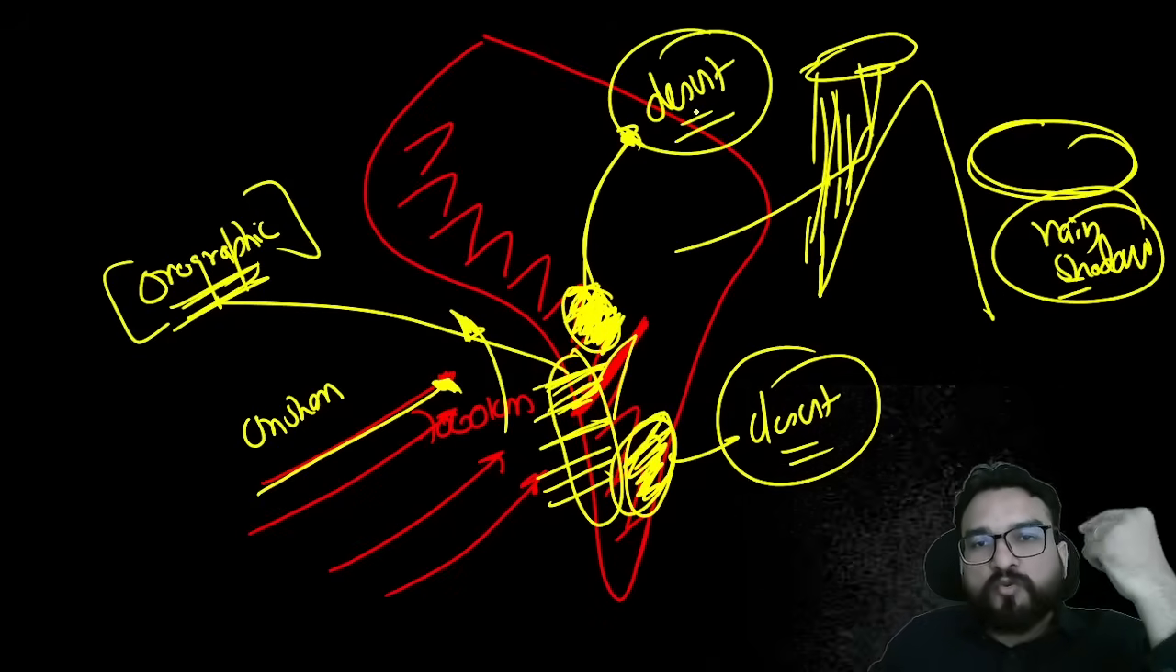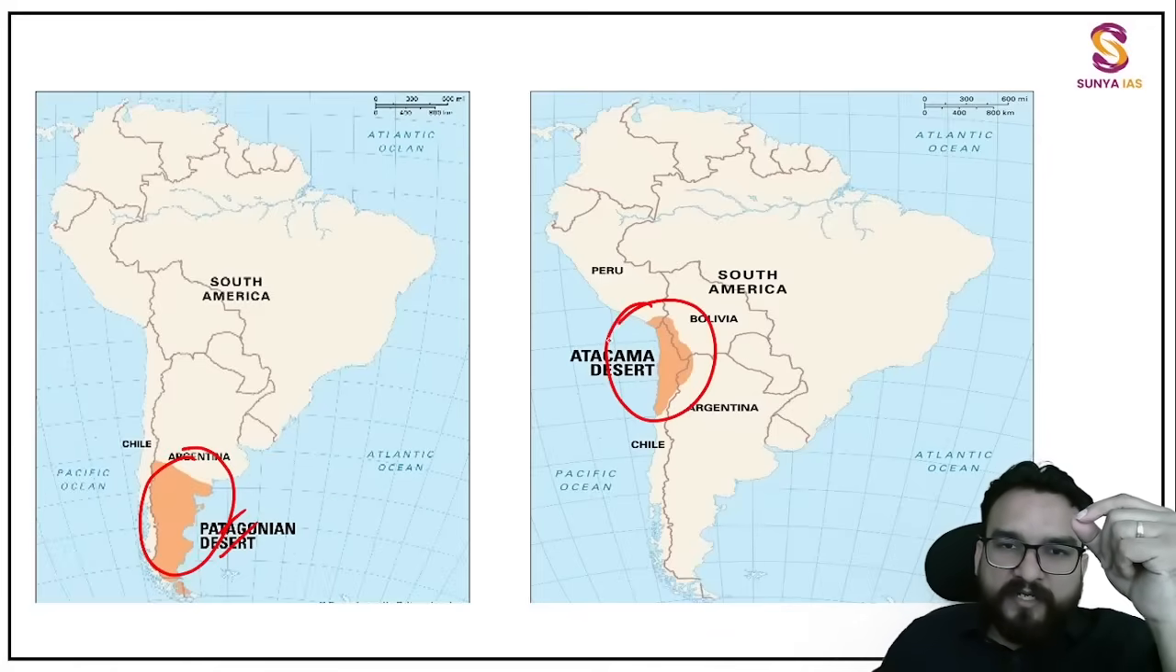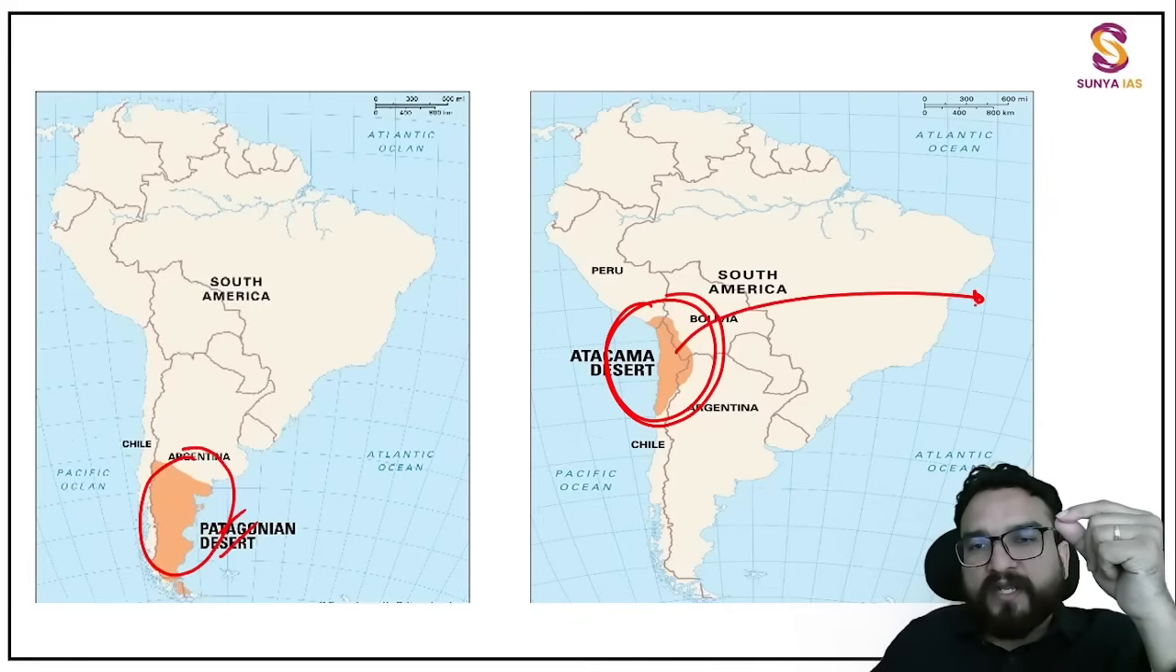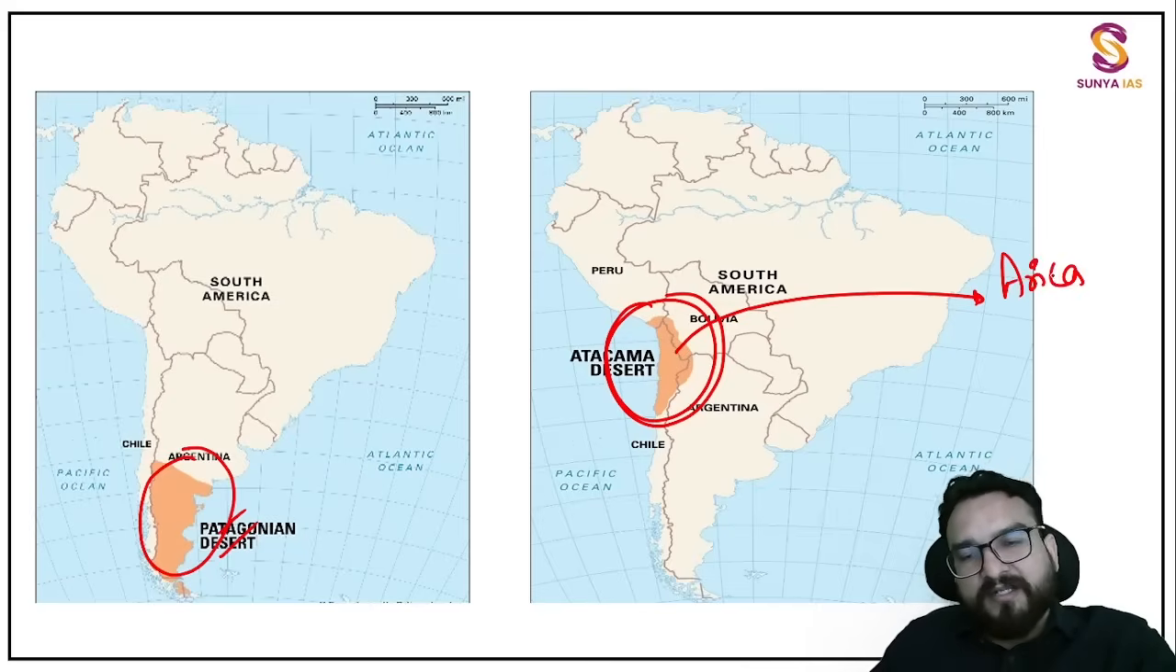The world's driest desert you are going to find is Atacama. Atacama, another desert over here. Very important. In the Atacama desert only you are going to find the driest place on earth, that is known as Arica. Right, so these two deserts you should know over here.